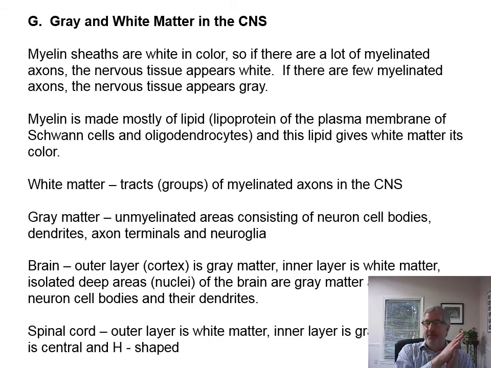So the lipoprotein of the plasma membrane of Schwann cells and oligodendrocytes gives white matter its color. And white matter are tracts or groups of myelinated axons in the central nervous system. Gray matter are the unmyelinated areas.